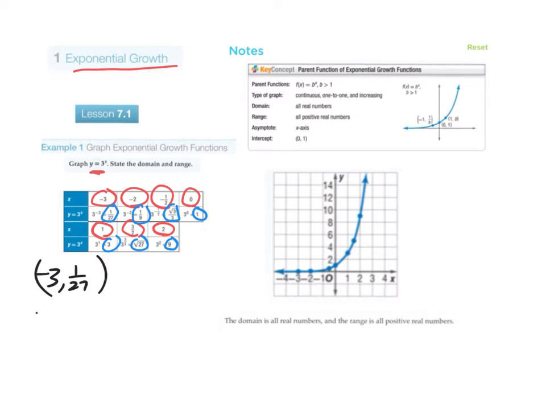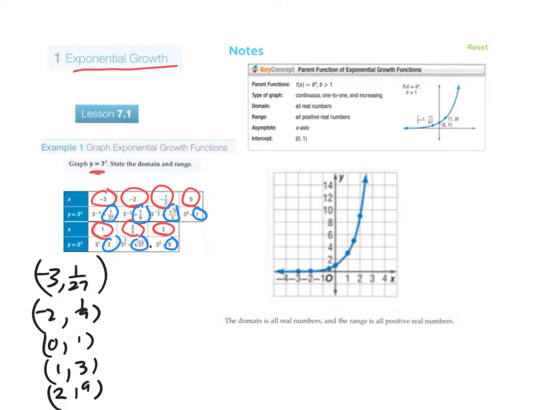And the next one, we have -2 and 1/9. And we have 0 and 1. And we have 1 and 3. And I'm not even doing the radicals, but I'll do the other numbers. So we have 2 and 9.